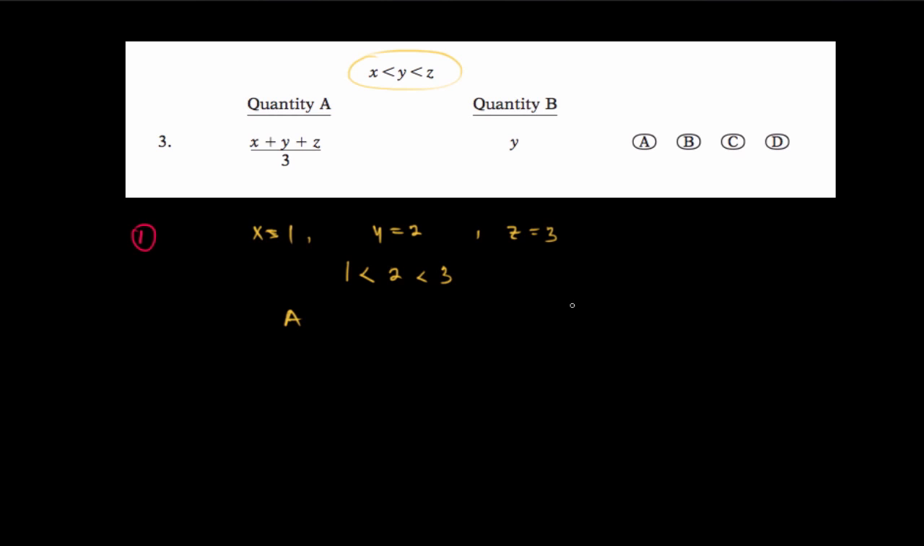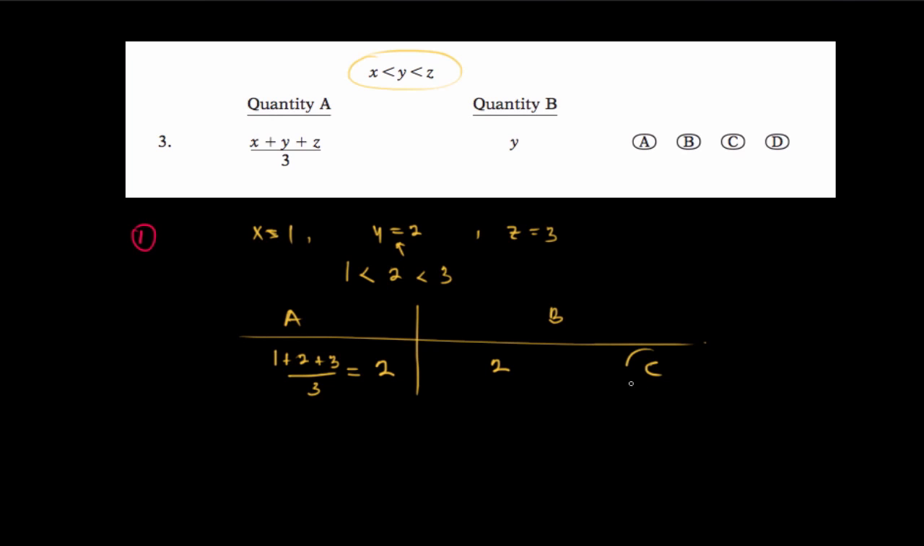So for quantity A, and let me choose here for quantity B. Now quantity A says the average of the three numbers, that is, A is going to be 1 plus 2 plus 3, all divided by 3. Now 1 plus 2 is 3, plus 3 is 6, divided by 3, you obtain 2. And then quantity B is just y. Now our y is 2. So that is 2 equals 2. So quantity A equals quantity B based on the numbers that I've chosen. So for this one, you would assume the solution will be C, since they are equal.